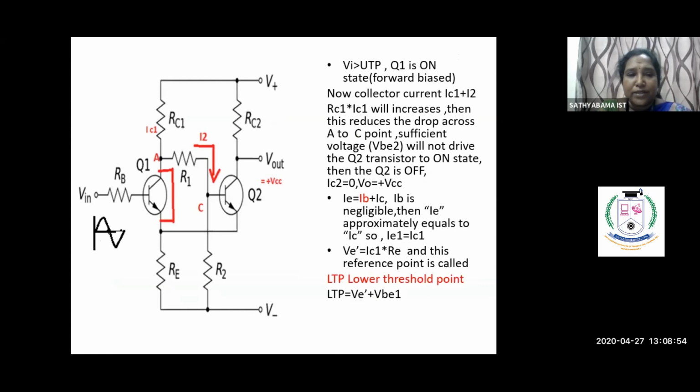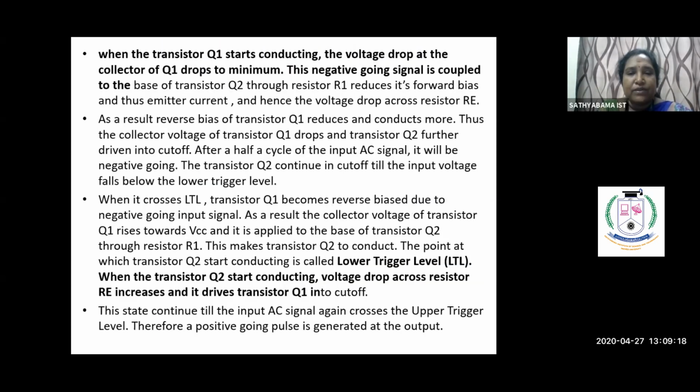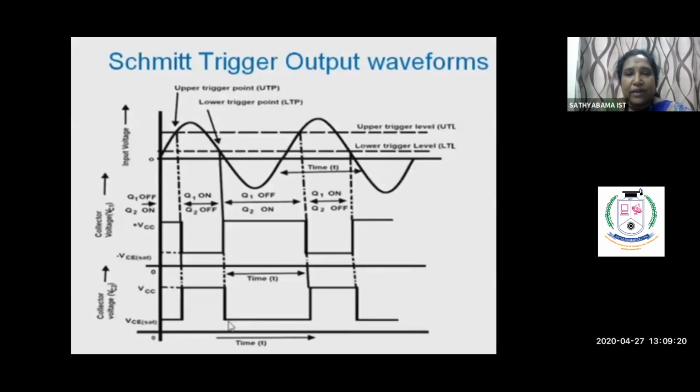Next, if you apply more input voltage, the transistor Q1 is on, and the current across RE is IC1. So the lower threshold point is VE dash plus VB1. This is the lower threshold point. So the working principle of the Schmitt trigger is given; what I have explained is the same thing shown here.